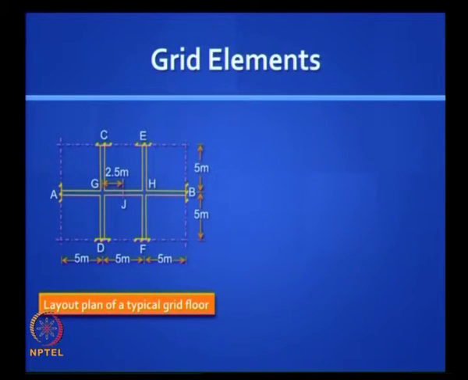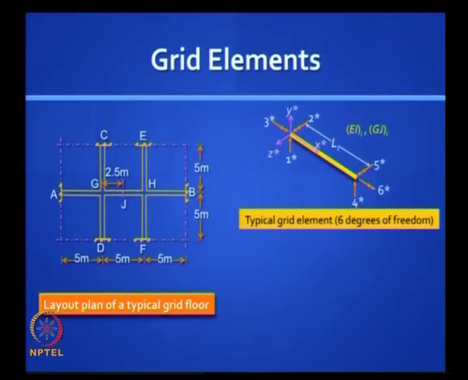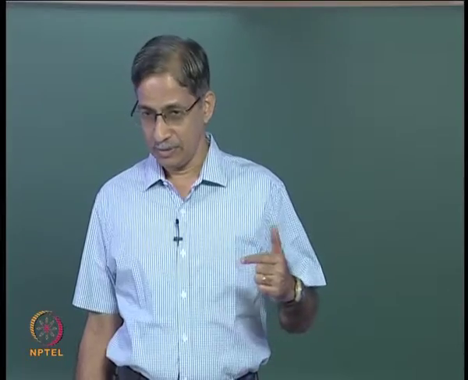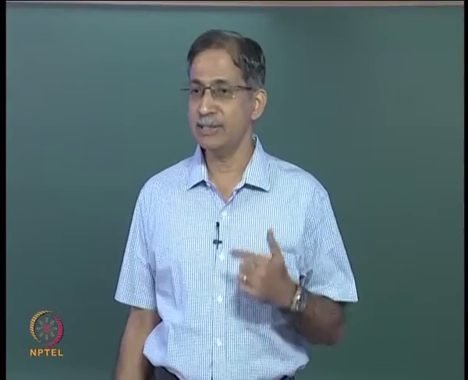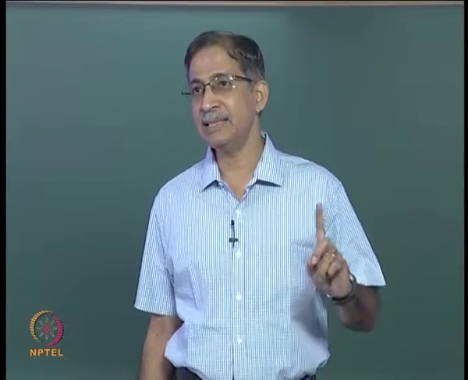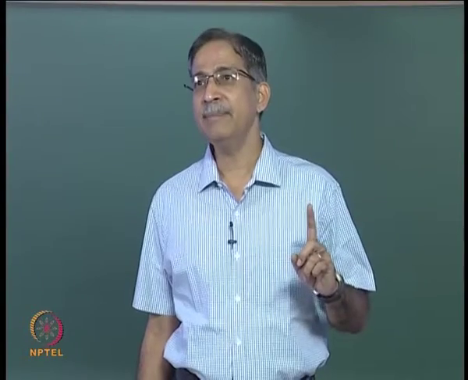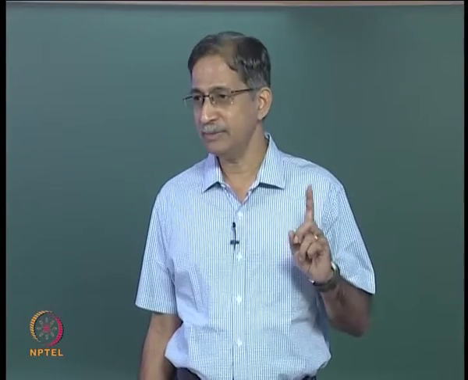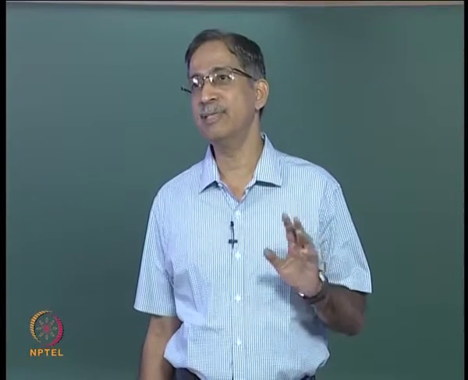We have shown here for convenience a 3 by 2 grid, but you could use it for any large grid as well. The grid element in the conventional stiffness method will have 6 degrees of freedom. It is just like the beam element, except we have an additional, not axial, torsional degree of freedom at both the ends. So we have 1 star, 2 star, 3 star. The 3 star we reserve for the torsional, the angle of twist. Similarly 4 star, 5 star, 6 star.